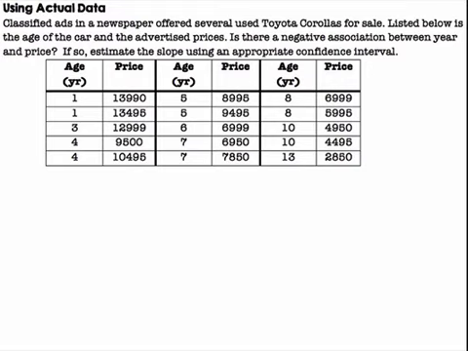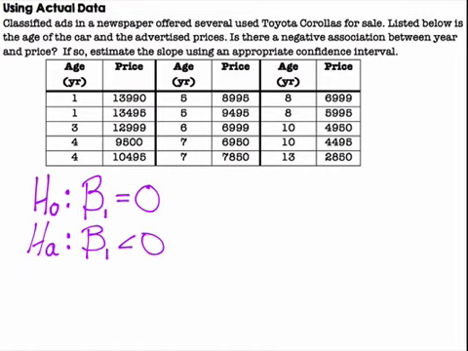If I'm asked to do a problem where I have to use actual data, such as this example, I'm going to rely more heavily on my calculator. So, classified ads in a newspaper offered several used Toyota Corollas for sale. Listed below is the age of the car and the advertised prices. Is there a negative association between year and price? If so, estimate the slope using an appropriate confidence interval. So, I'm comparing age to price. My null hypothesis is that the slope for the population is equal to 0. My alternative is that the slope for the population is less than 0 because they said negative association.